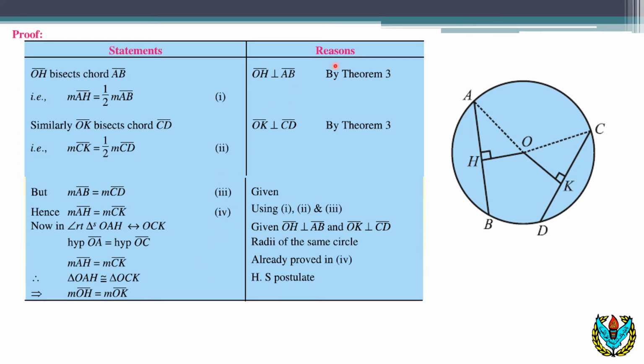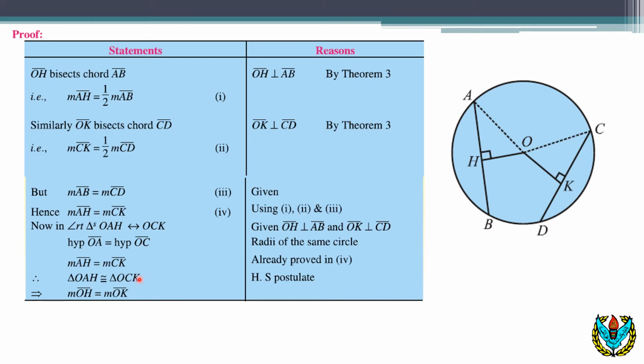So as we are given that AB is a chord equal to CD, if two chords are equal, then their halves should also be equal. Half of AB will also be equal to half of CD. It means measurement AH is equal to measurement CK. AH is the half of AB. CK is the half of CD. Here we will write in reasons using 1 and 2 and also 3, as AB and CD are congruent, their halves will also be congruent.